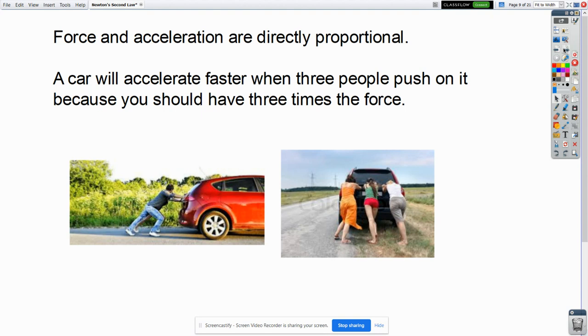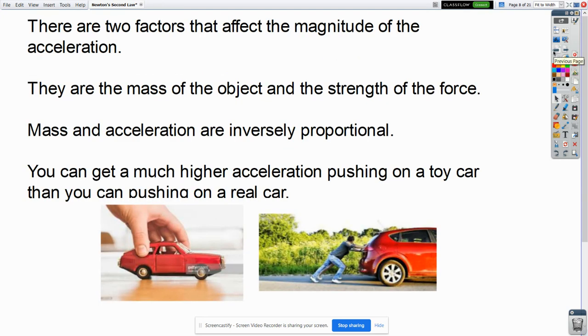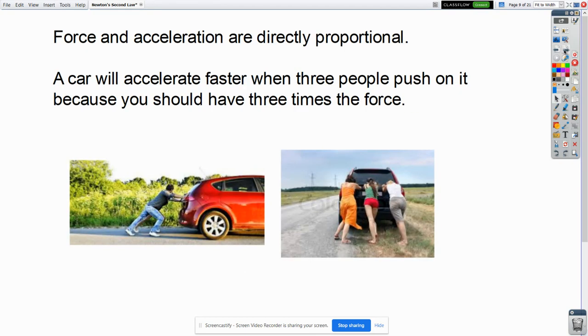A car will accelerate faster if there are 3 people pushing on it as opposed to the 2 people that are in this picture here, because 3 people can produce a greater force than just 2 can. That greater force will give you greater acceleration. So mass and acceleration are inversely proportional. Force and acceleration are directly proportional. Again, another important conceptual side that you have to remember.